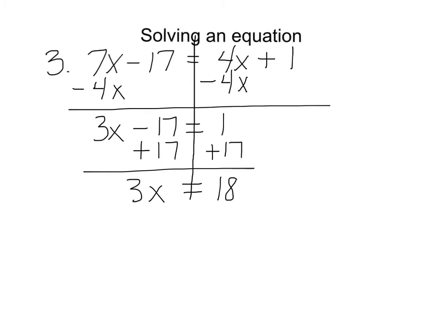And then I want to solve for x, so that means I got to get rid of the 3, and I can divide both sides by 3. And so my final answer for this one is x equals 6.